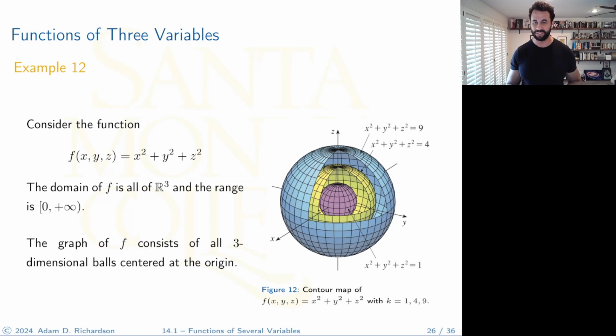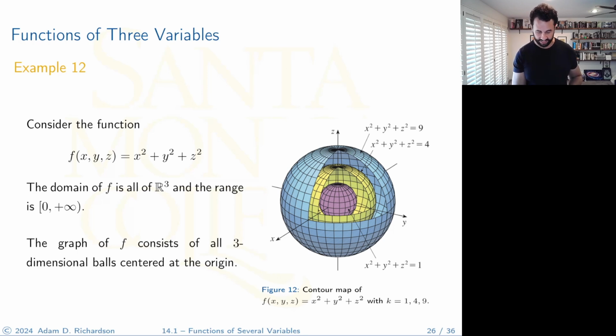All right, here's a good simple example. Simple, quote unquote. Consider the function f of x comma y comma z given by x squared plus y squared plus z squared. So the domain of this function is all of R3. The domain of this function is all of three-dimensional space. You can put in any point in three-dimensional space into this function, and it will give you a real number output. If you did 0, 0, 1, this would be 1. If you did 1, 1, 1, this would be 3. If you did -1, -1, -1, this would be 3. So you can plug in any point you want in space, and you'll get a real number output from this function. So the domain is everywhere.